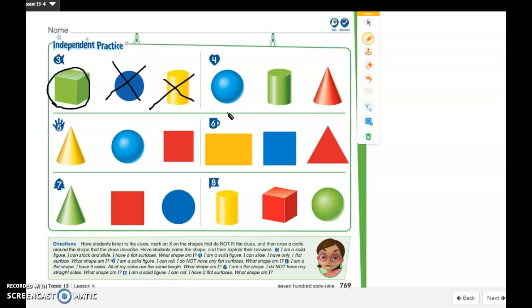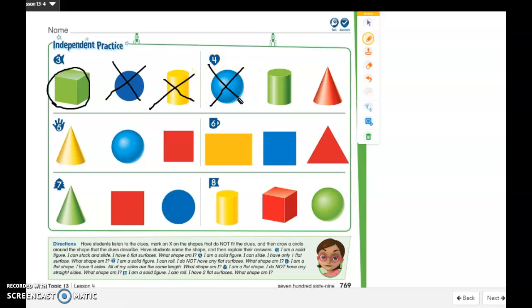Okay, good. Let's take a look at number 4. I am a solid figure. I can slide. I have only 1 flat surface. What shape am I? Okay, I'm a solid figure. I can slide. He can slide. He can't slide. He only rolls.